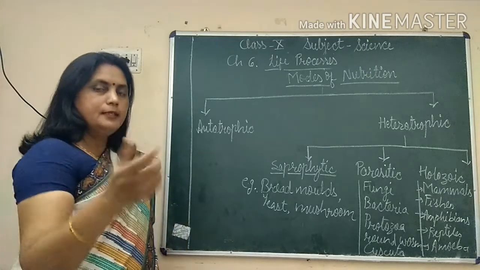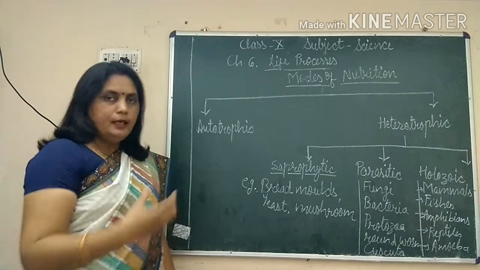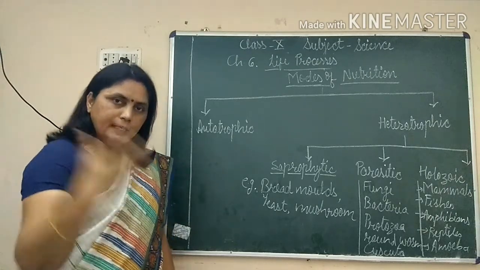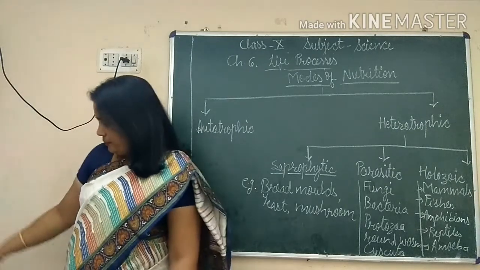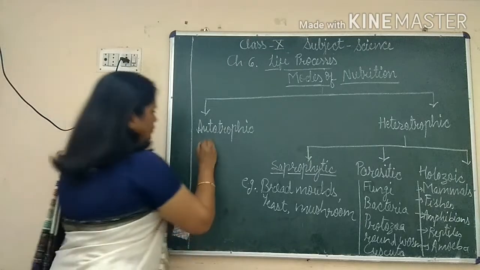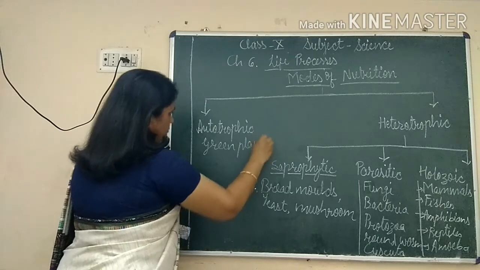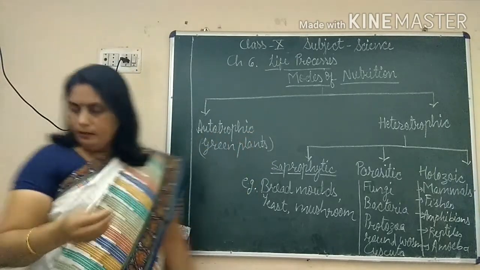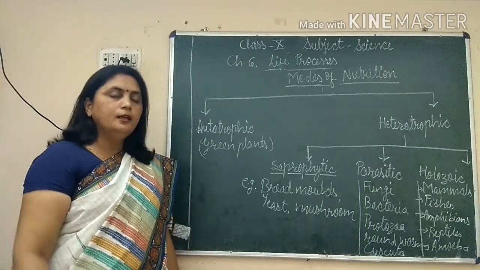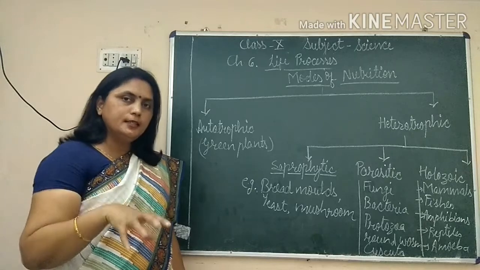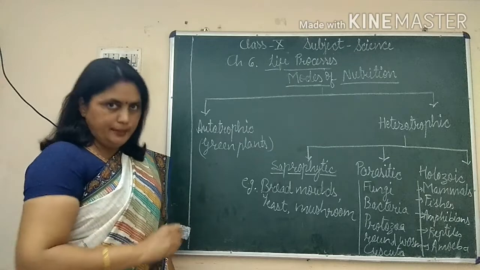Now, auto means by itself. Trophic means nutrition. When a living organism is making its food on its own, then it is called the autotrophic mode of nutrition. And this is true for green plants. In a little detail, we can say the green plants show the autotrophic mode of nutrition because they can synthesize their own food using simple inorganic substances.